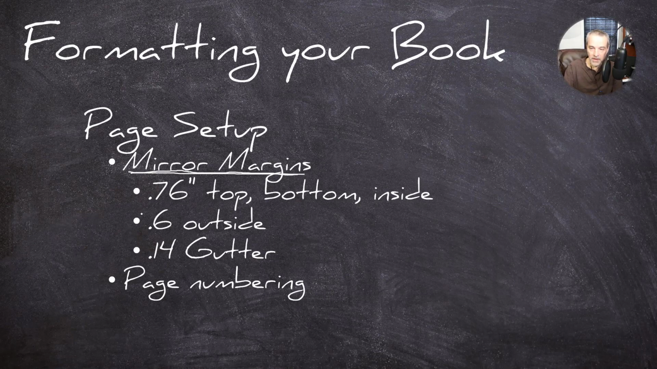These are some common values that you'll find that are used for print books: 0.76 inches for the top, bottom, and inside margins, and then 0.6 for the outside. And the reason why they have these values is because when they go to cut the book, it's not always a precise cut, and so you don't want to have text too close to the edge that gets cut off and then you lose the content that that text represents. So they typically encourage 3/4 of an inch around the top, bottom, and inside, and then 0.6 on the outside margin.